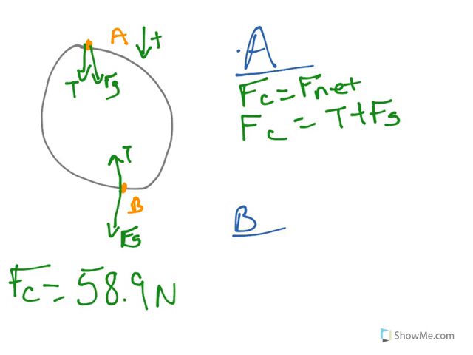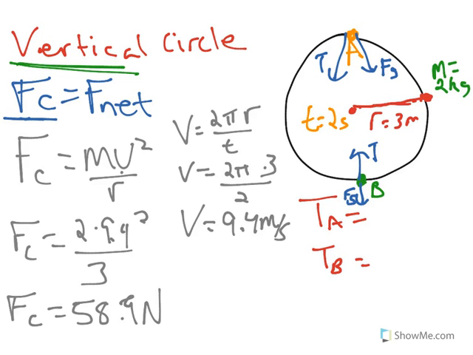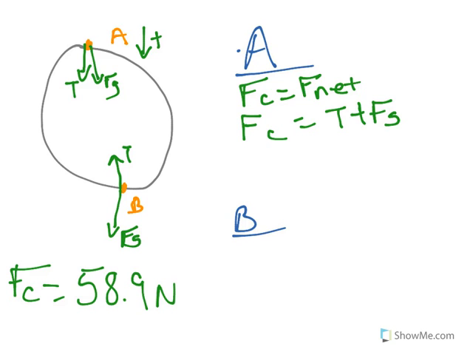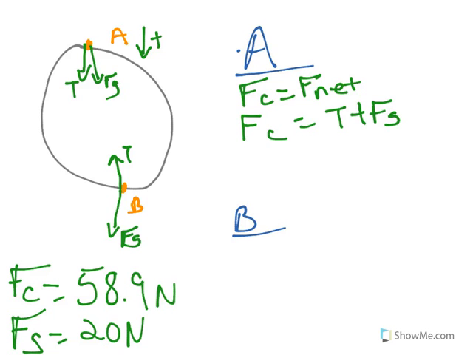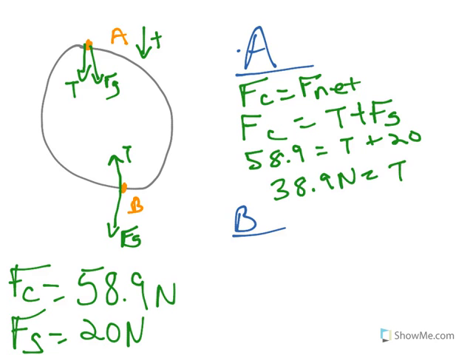We can solve for this because we know the centripetal force. Real quick, if the thing has a mass of 2 kilograms, the force of gravity should be 20 newtons because force is equal to mass times 10. So 2 times 10 is 20 newtons for our force of gravity. On this first one, we have 58.9 equals T plus 20. Subtract 20 from the other side, and we get 38.9 newtons equals T.